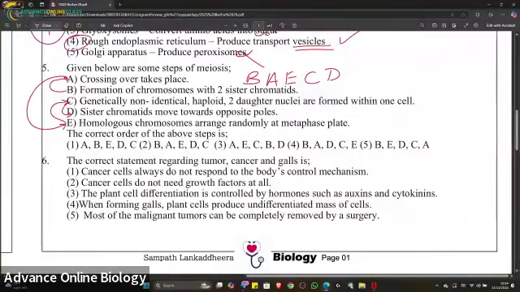BAE, BA, BAECD. Do you have that? BAE, DC, BA. So B is prophase 2, C occurs. BAE, DC. So BA. Yeah, we'll check that.